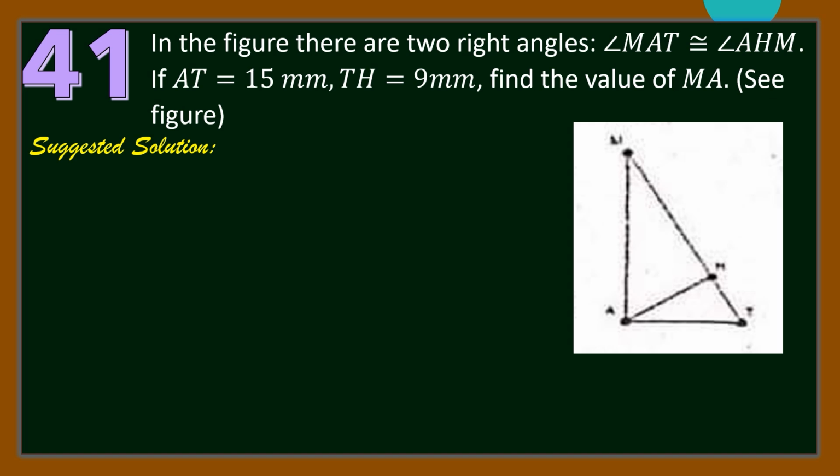Here is our solution. We know that angle MAT is a right angle. Also, angle AHM is a right angle. We know that AT is 15 millimeters, and then TH is equal to 9 millimeters. Now we're looking for the length of segment MA.